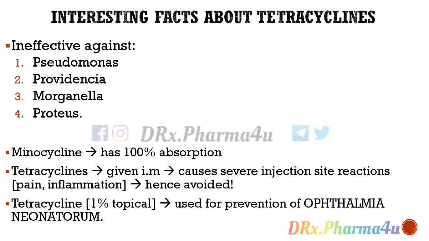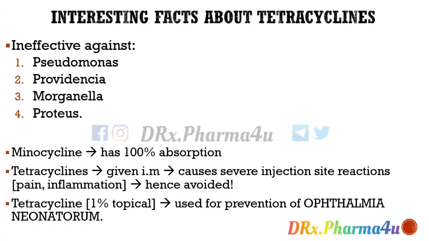So if you are getting a culture report in which Pseudomonas aeruginosa is seen, you can forget about tetracyclines, they cannot be used. If you get a culture report in which Providencia rettgeri is seen, you can forget about tetracyclines, it is not effective. If you see a culture report in which Morganella morganii is seen, you can forget about tetracyclines, they are ineffective. And definitely in Proteus also, tetracyclines are ineffective.